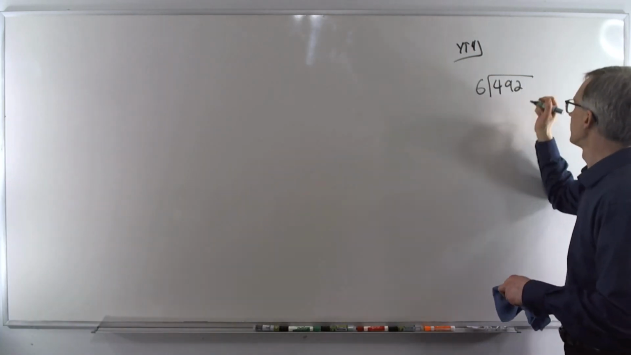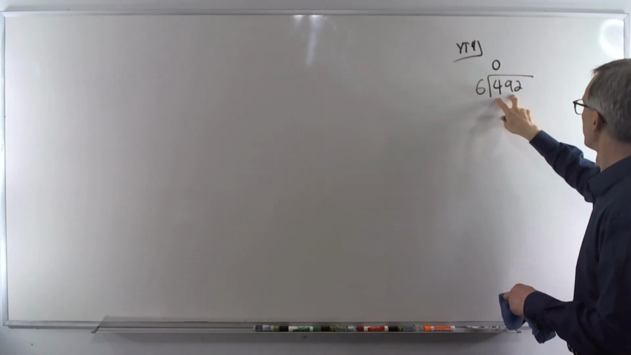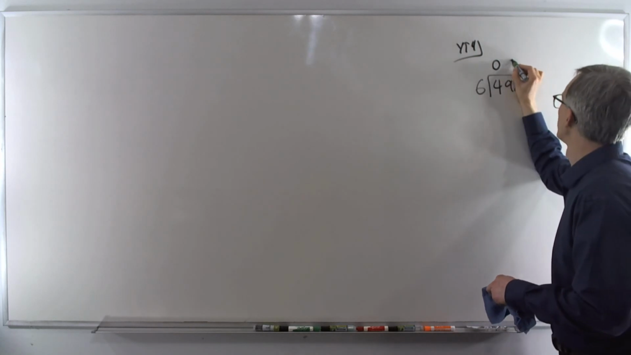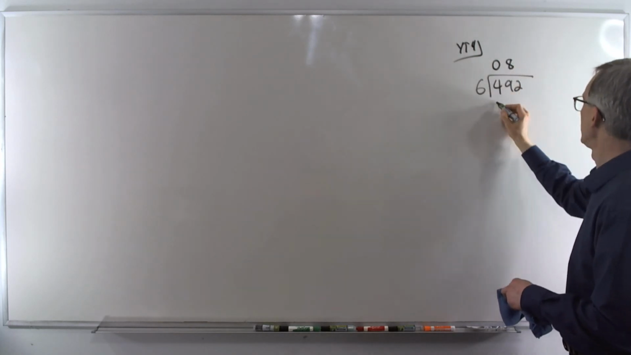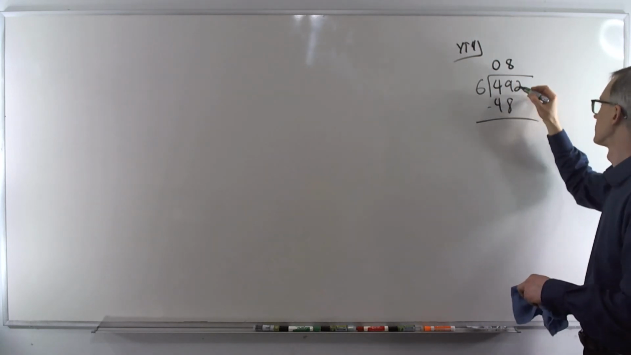Now 6 doesn't go into 4. Put the 0 placeholder above the 4. Now we're going to do 49. So 6 goes into 49 8 times. 6 times 8 is 48. Another example of knowing those times tables is really helpful.